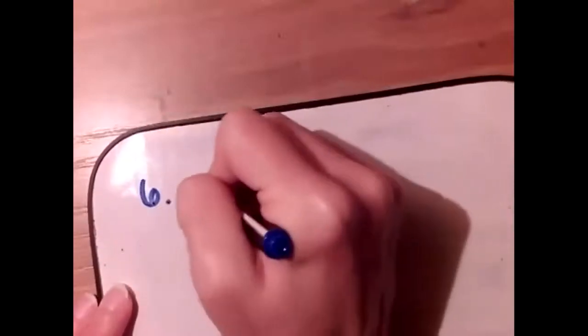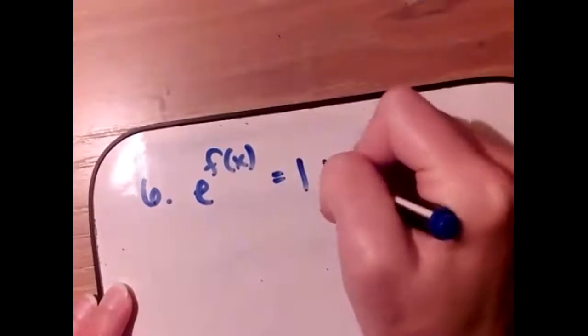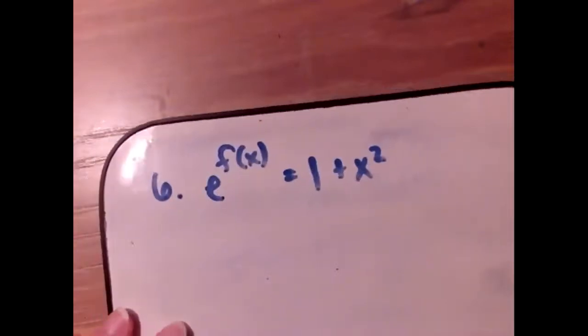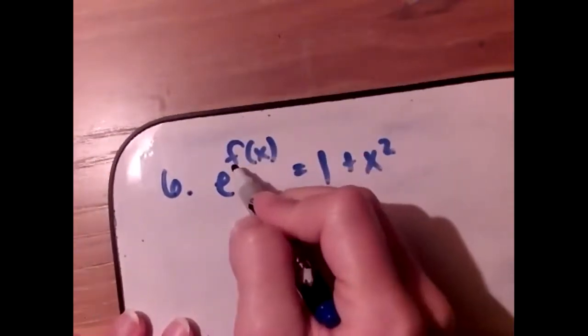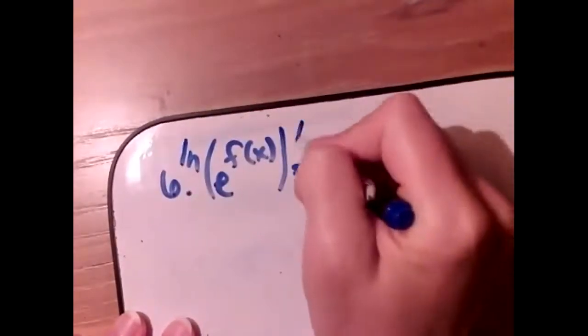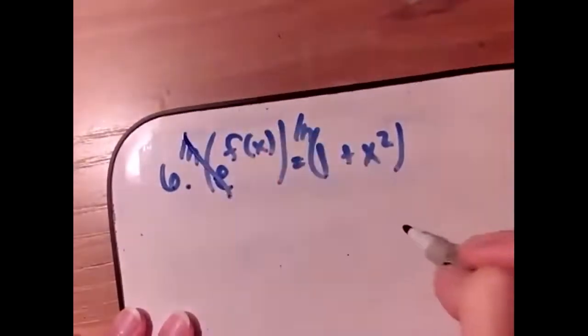All right, so last one. So this one's also asking for f prime of x. So just going to get f of x by itself first. Same as that other question. We're just going to do ln of both sides to cancel that out.